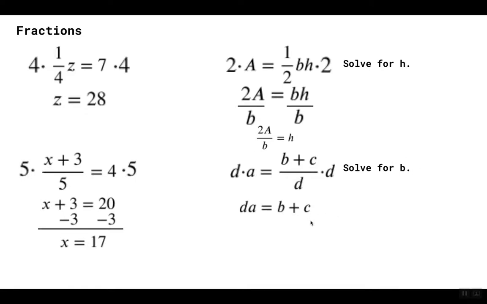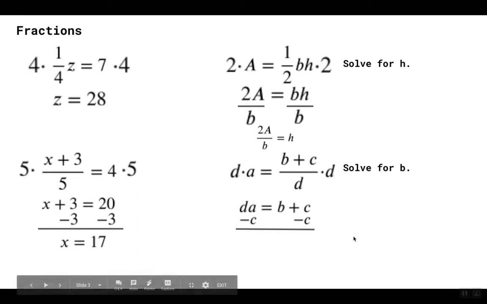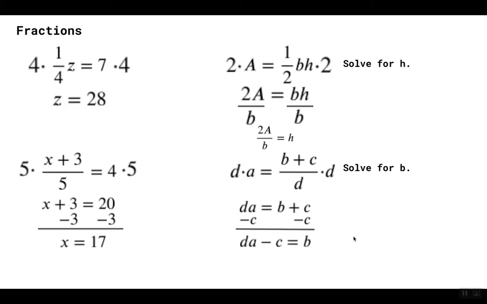It's plus c, so I will have to subtract c from both sides. Plus c minus c is 0. I'm left with b, and here I have dA, and I'm subtracting c. So what does that look like? dA minus c. Okay? All right.